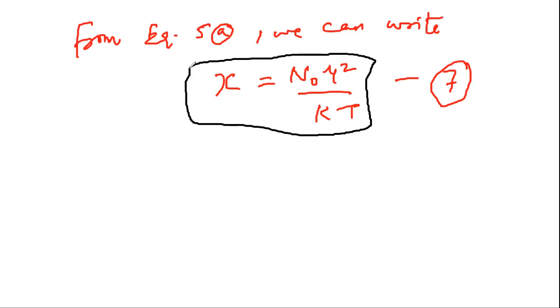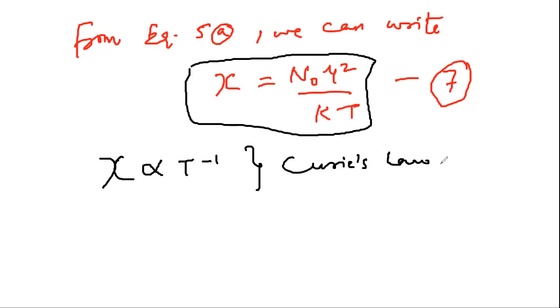So you can see from 7, this chi is inversely proportional to T. Magnetic susceptibility is proportional to T raised to the power minus 1. Now this result has a name. It's called Curie's law in magnetism. Chi is inversely proportional to the temperature of the substance.